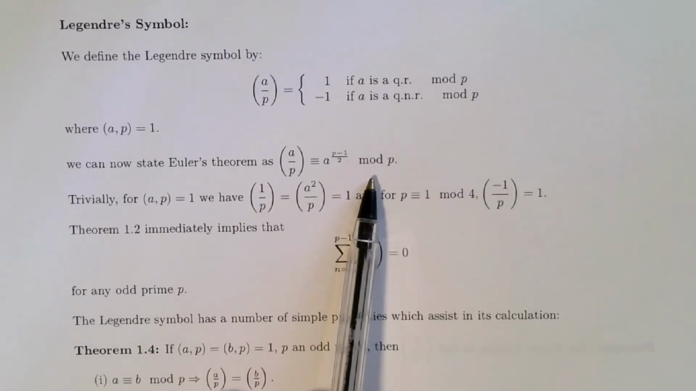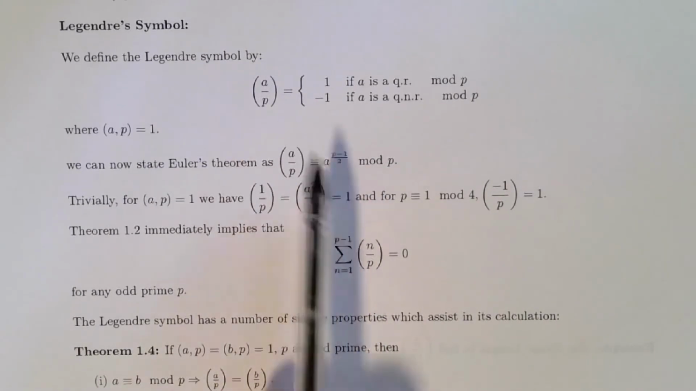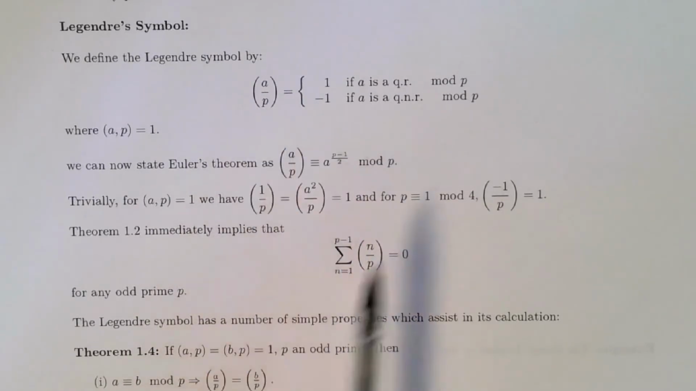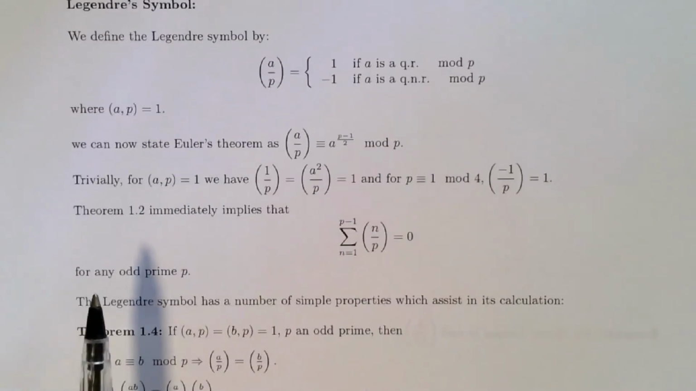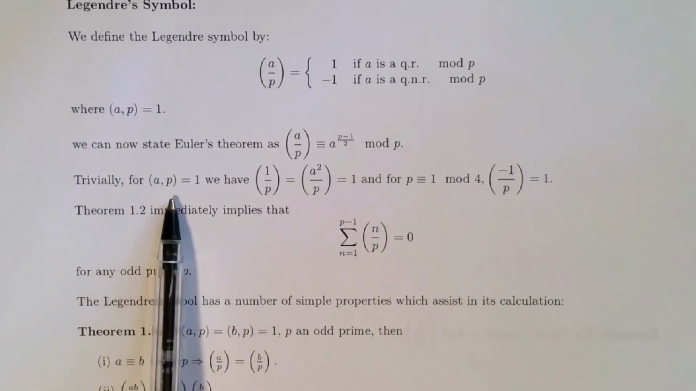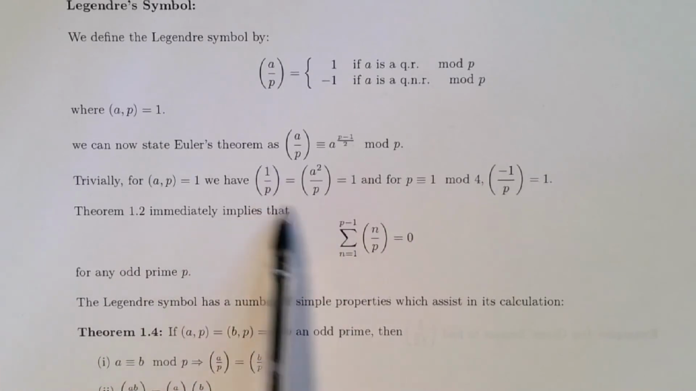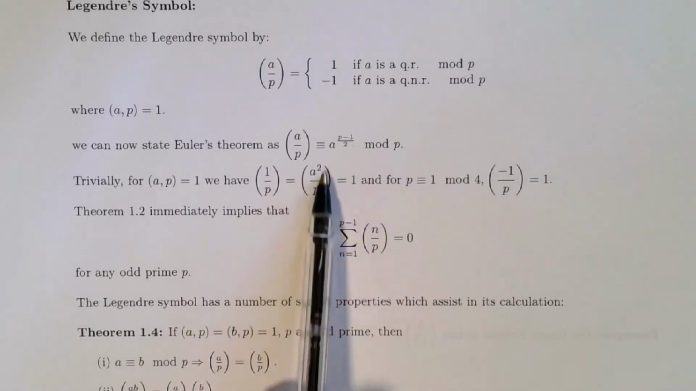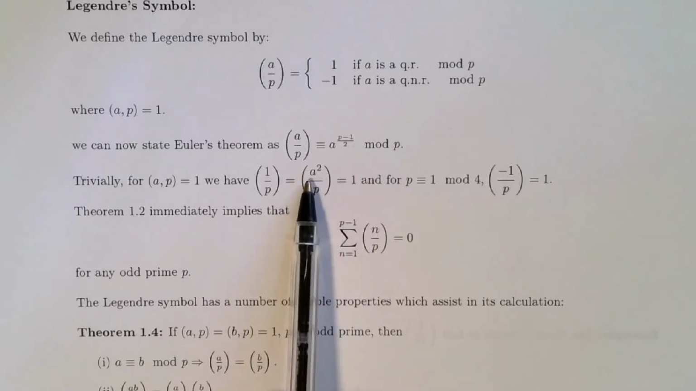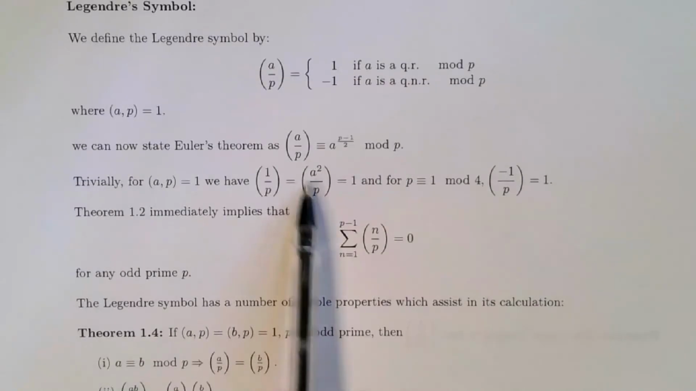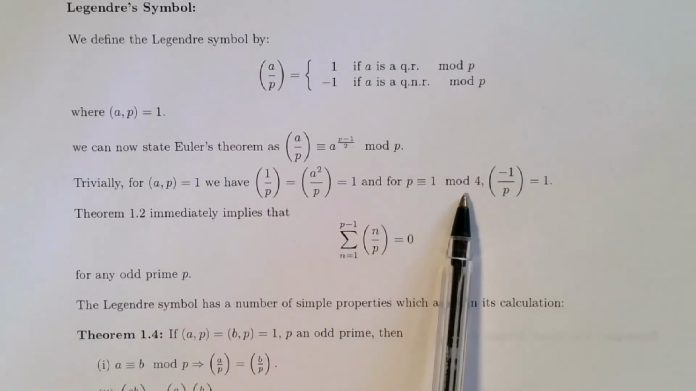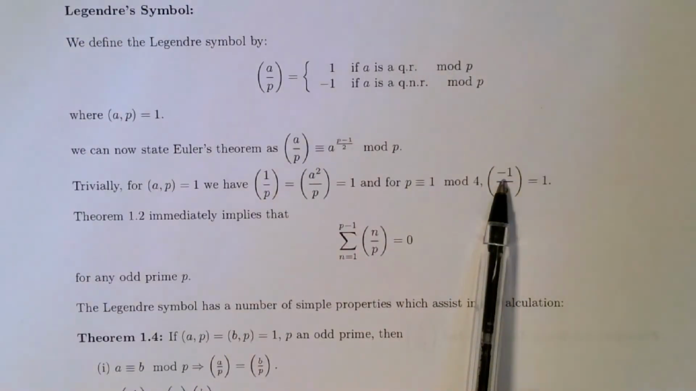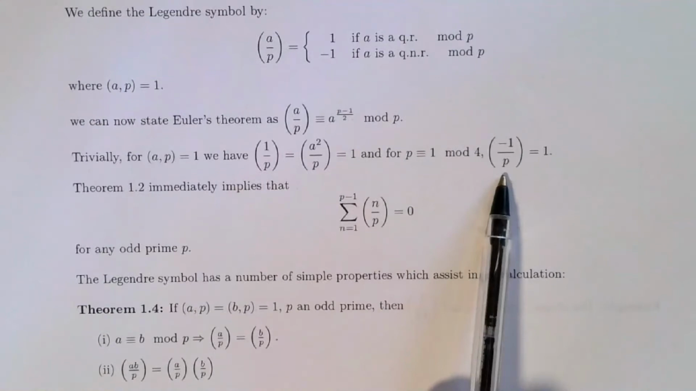Because if a is a square, this is 1, and that's what makes this work. And if a is not a square, this is minus 1, which is what we've written there. A couple of trivial cases here. For a and p relatively prime, 1 over p is of course 1, because 1 is a square, and a squared over p for any a is also 1, because a squared is obviously a square. And we've also seen that if p is 1 mod 4, then you can take the square root of minus 1. There is a number whose square is minus 1 mod p, and so minus 1 over p is 1.